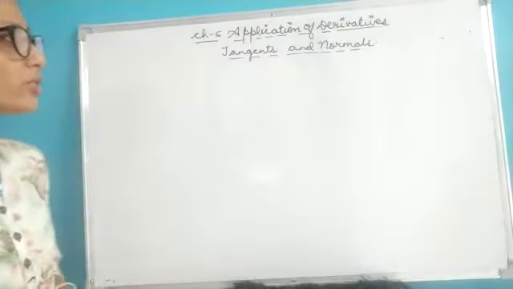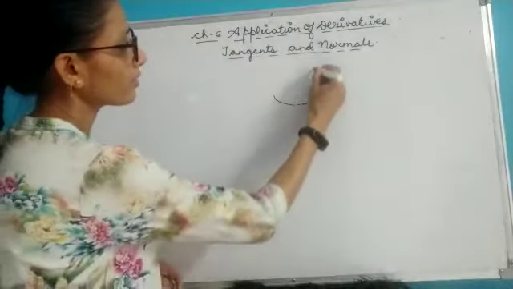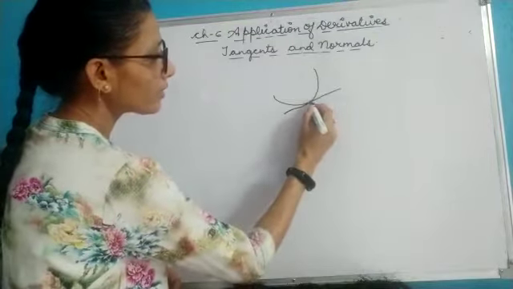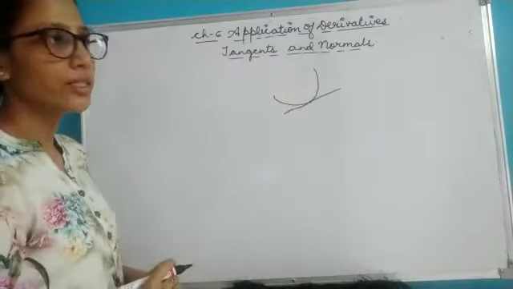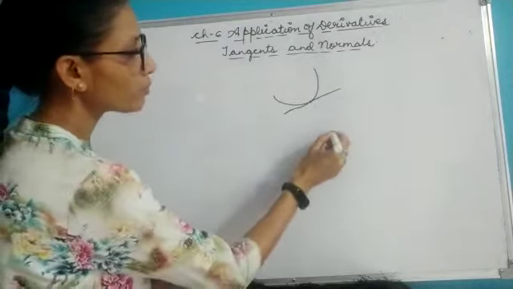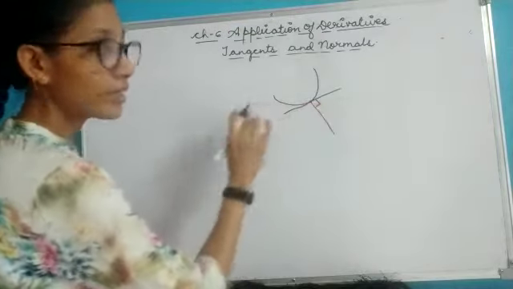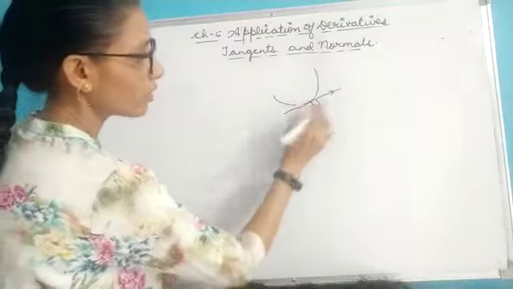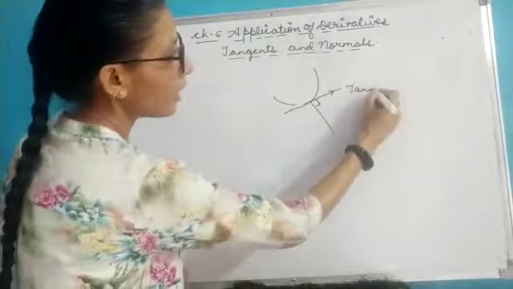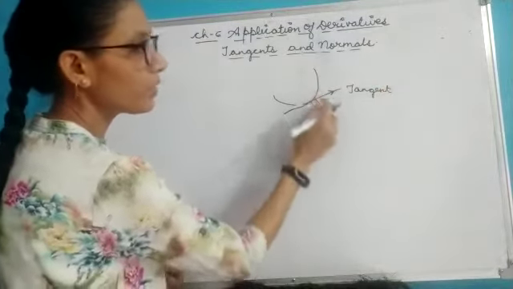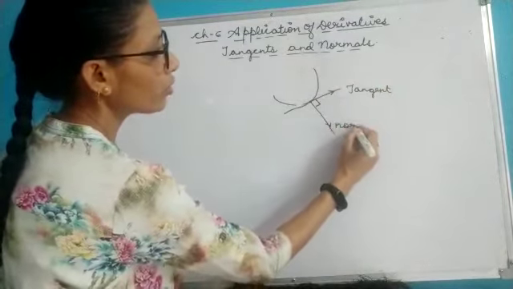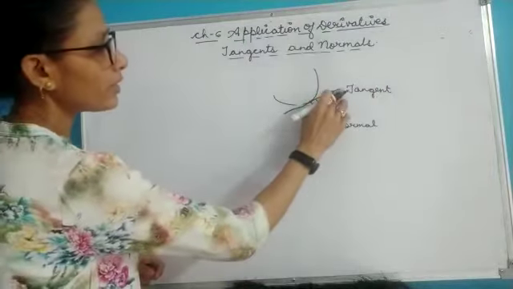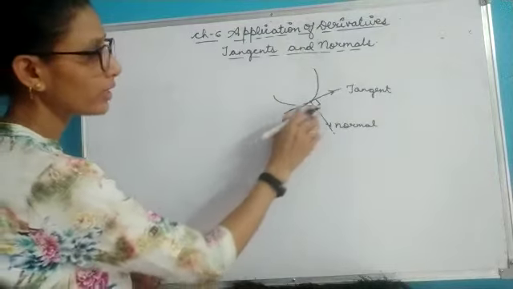Children, tangents you have read, like if a line touches a circle at a unique point, then it is a tangent, and a line which is perpendicular to this tangent is normal. So the line which touches the curve is your tangent, and the line which is perpendicular to the tangent is your normal.